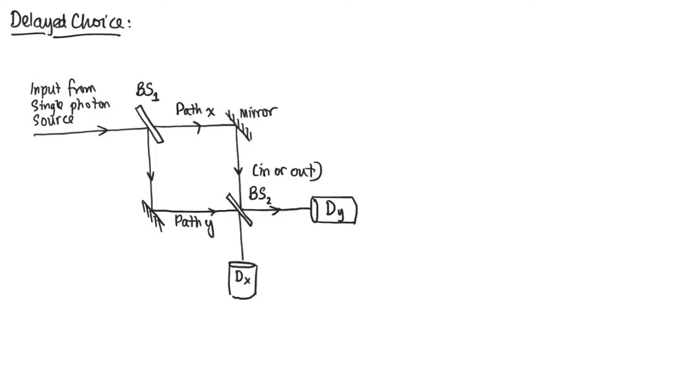So here's our apparatus. We have our input from a single photon source, beam splitter 1, two paths, mirror, mirror, and then beam splitter 2. But beam splitter 2 can be inserted into the system or removed from the system. And it can be done very quickly, and that choice is made after the photon has passed beam splitter 1.